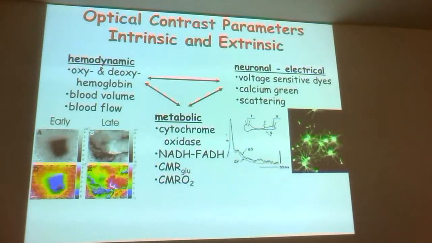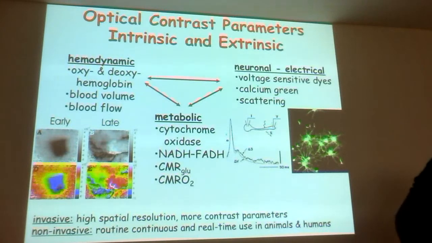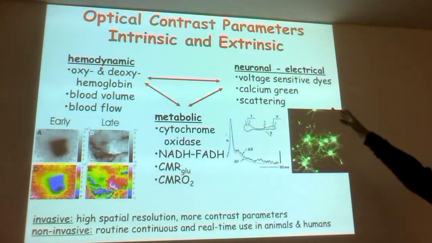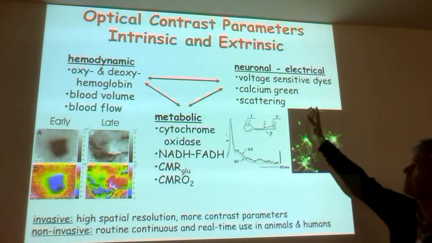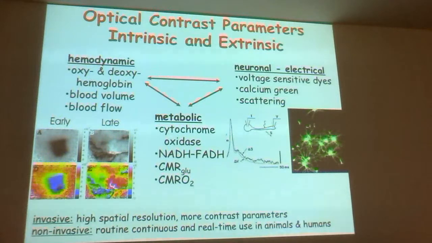With optical imaging, we have invasive methods, we have non-invasive methods. You wouldn't really do the invasive methods in humans. Those are primarily for animal studies, unless you want to volunteer having a window put into your skull. But you can measure neuronal signals, metabolic signals, and hemodynamic signals. Really, today we're just going to focus on the non-invasive measurements that you can do in humans.